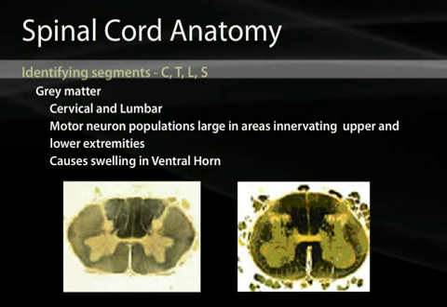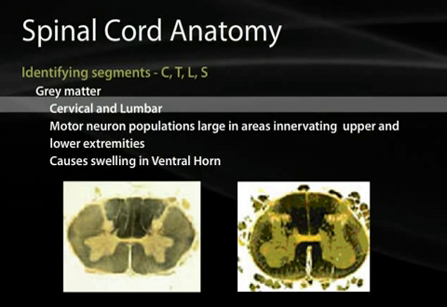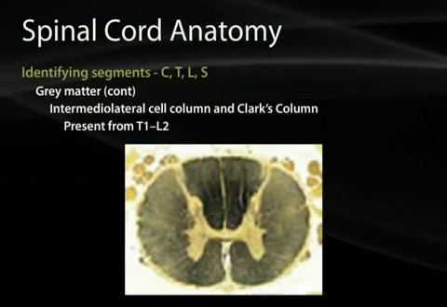So if you see a large swollen ventral horn, it's going to suggest that you're either in the cervical or lumbar region of the cord. Now let's look at a region that's in the thoracic region of the cord. Look at the ventral horn here. It's much smaller than what we just saw in the last slide.